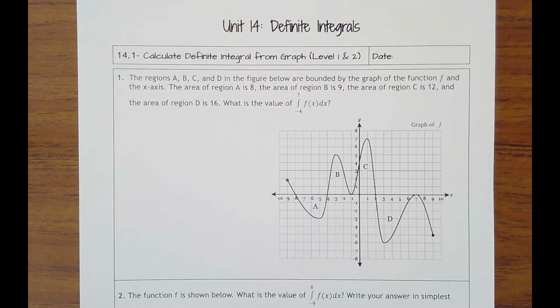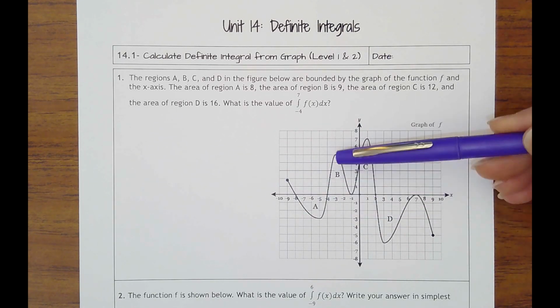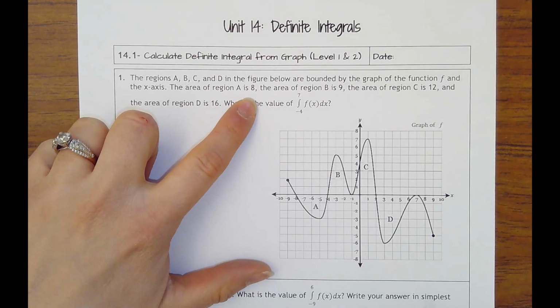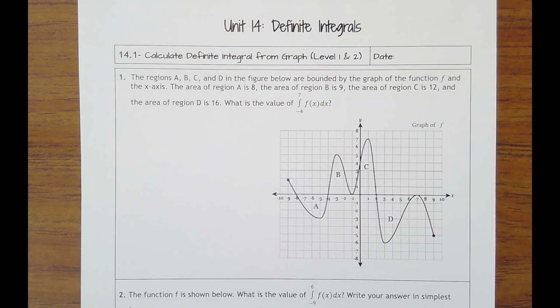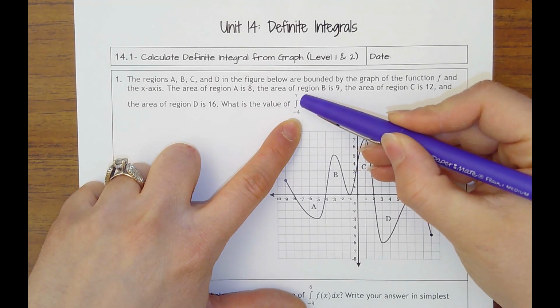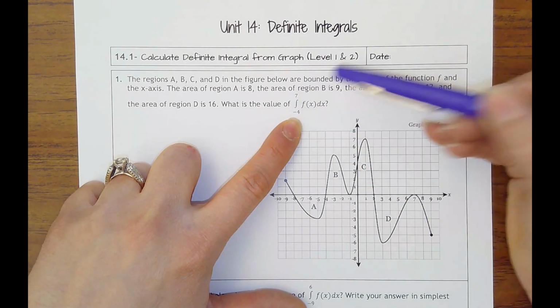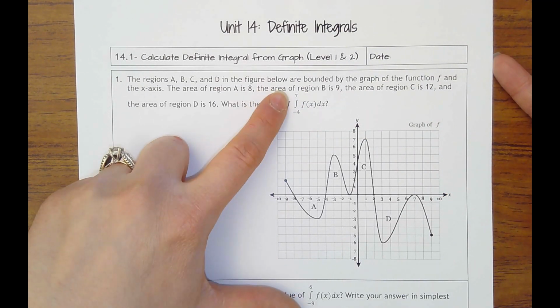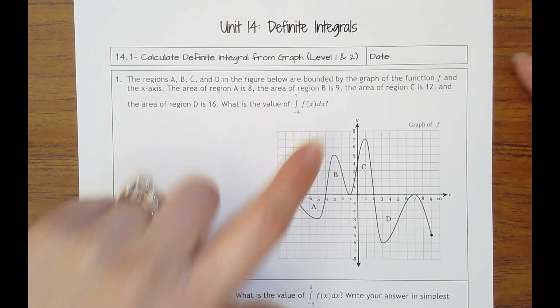They're pretty easy. It says the regions A, B, C, and D in the figure below are bounded by the graph of the function f, so all the curved lines, and the x-axis. They give us the area of the region A is 8, B is 9, C is 12, and region D is 16. What is the value of this? Well, remember that this is the integral sign, this little curved symbol, and it's going from x values of -4 to 7 of the function with respect to x.